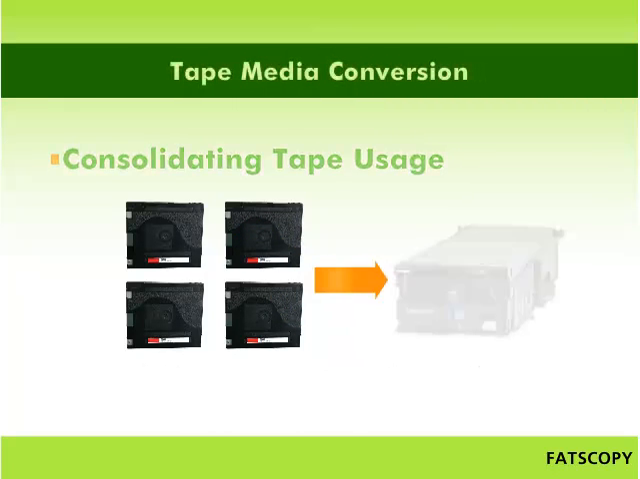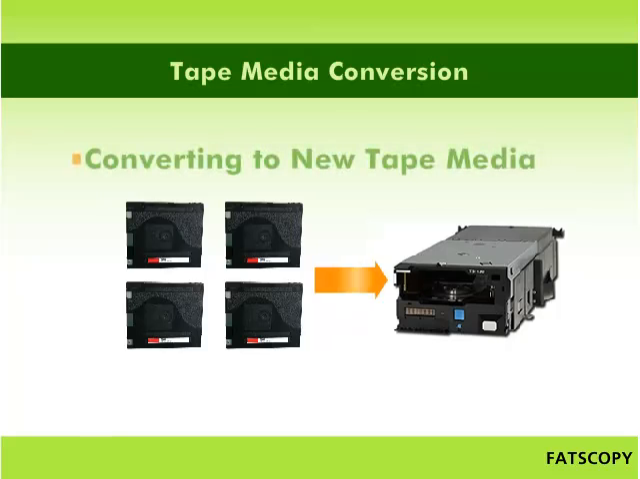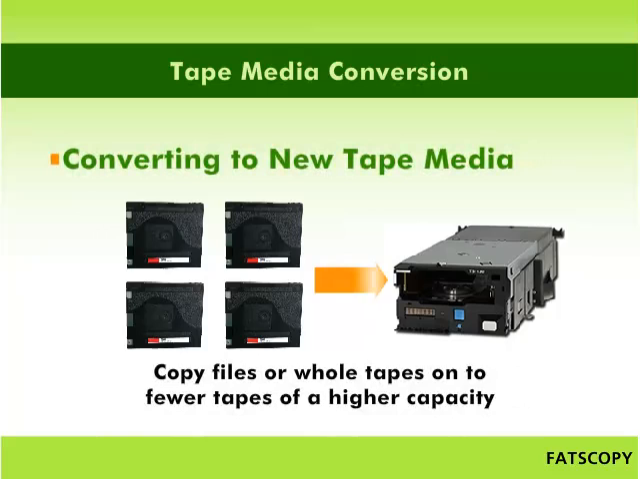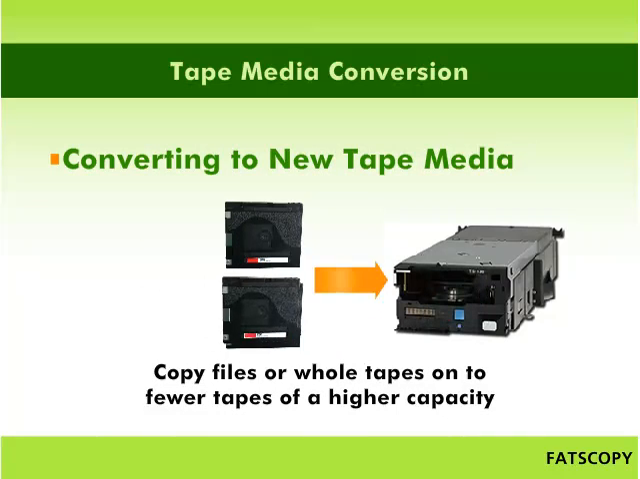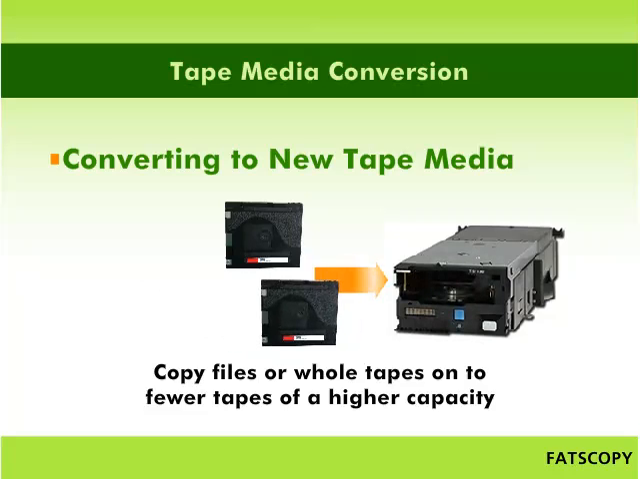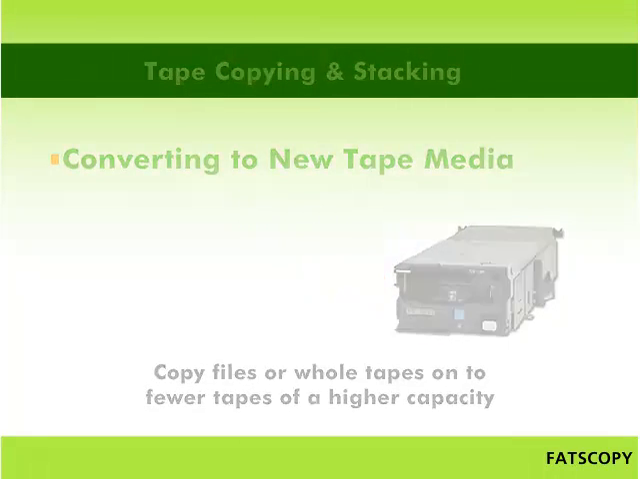When you are in the process of upgrading your tape hardware, you will probably want to convert most of your existing tape-based data to the new media. This tape media conversion can be achieved with FATSCOPY. You can use FATSCOPY to copy entire tapes to the new media, or you can select individual or groups of files to be copied. If you wish to exclude one or more files, for example, expired files, this can easily be achieved with FATSCOPY's flexible exclude criteria.